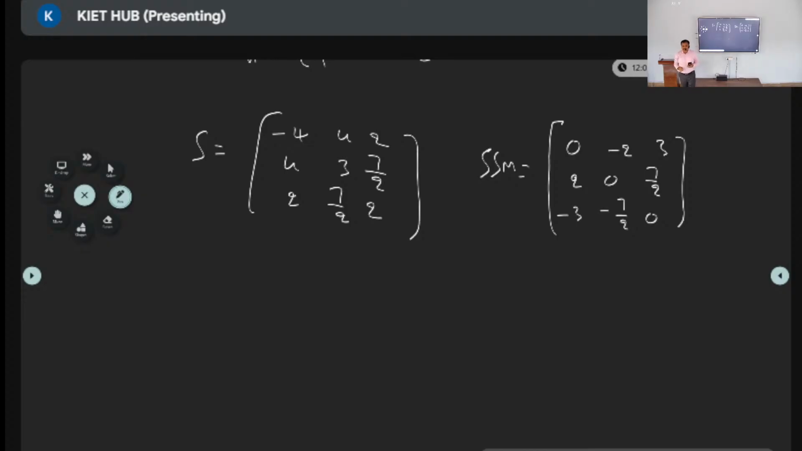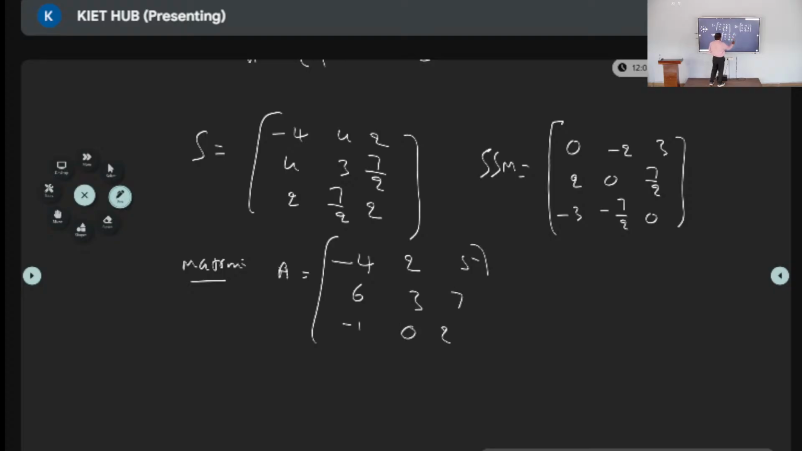Symmetric and skew symmetric matrices are given. What is our matrix P? How to get the original matrix? We have to add both of them. Sum of the symmetric and skew symmetric. What is the result of this one? Minus 4, 4 minus 2, 2, 5, 6, 3, 7, minus 1, 0, 2.